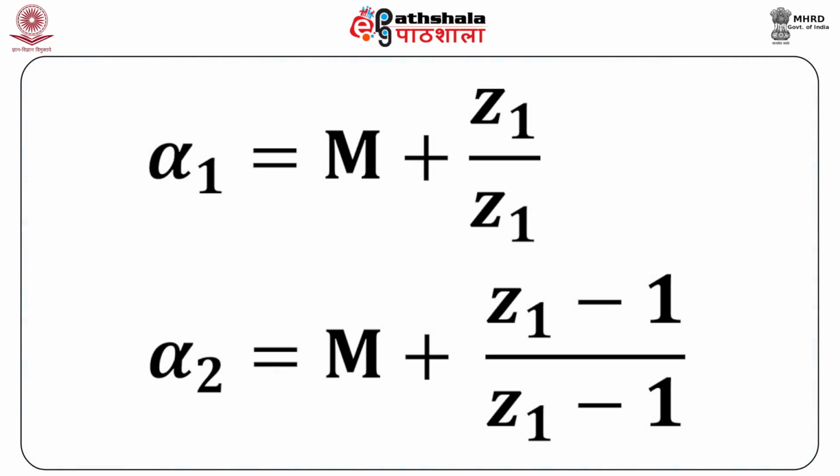Note the two equations are as follows: alpha 1 is equal to (M plus Z1) divided by Z1, equation 1. Alpha 2 is equal to (M plus (Z1 minus 1)) divided by (Z1 minus 1), which is equation 2. Both these are linear equations which can be solved for M.